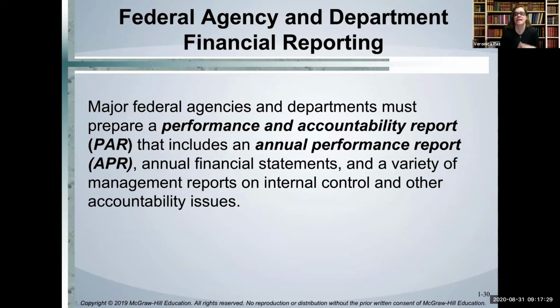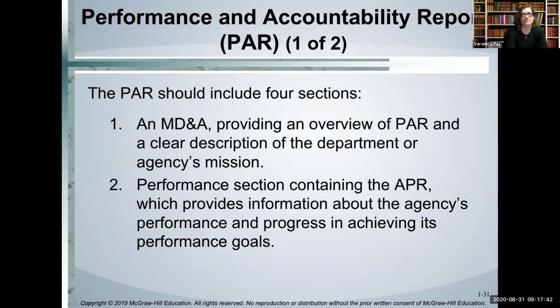Major federal agencies and departments must prepare a performance and accountability report, which is an annual performance report. It has annual financial statements, and it has a bunch of management reports on internal controls and other accountability issues. Accountability is what you need to remember. So the performance and accountability report has an MD&A, right? It gives you an overview of the performance and accountability report.